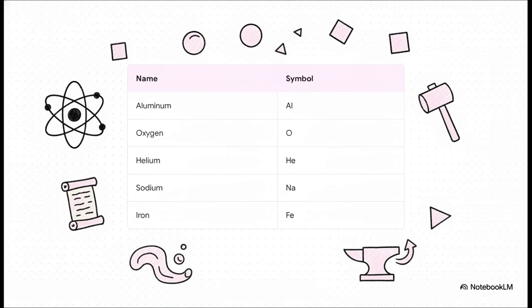Look at sodium. Its symbol is Na. Why? Because it comes from the Old Latin name for sodium, which was natrium. Same with iron, which is Fe for ferrum. It's this fantastic blend of modern science and ancient history.